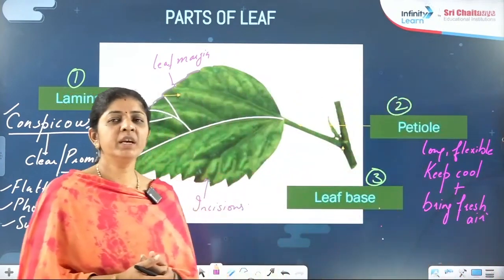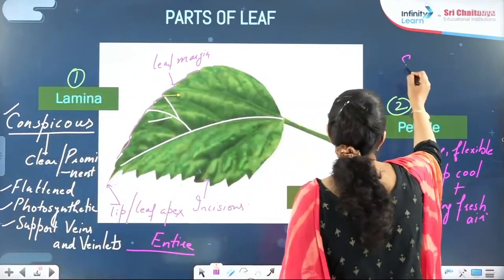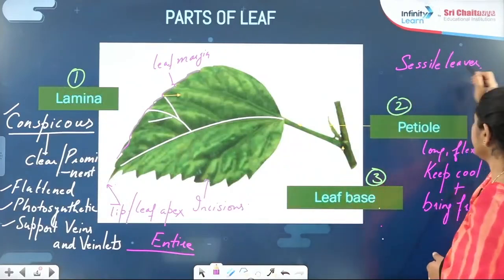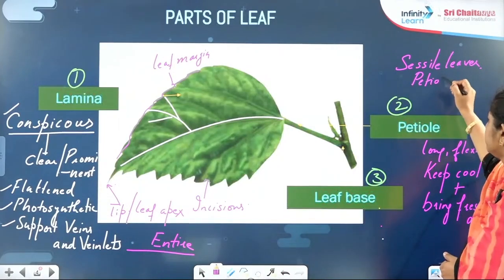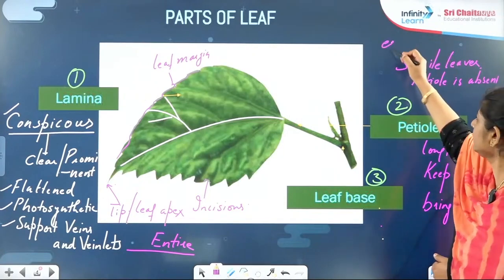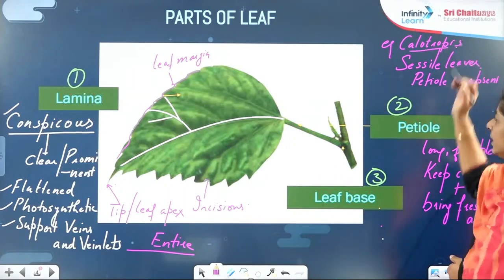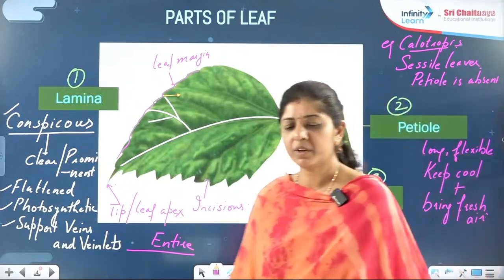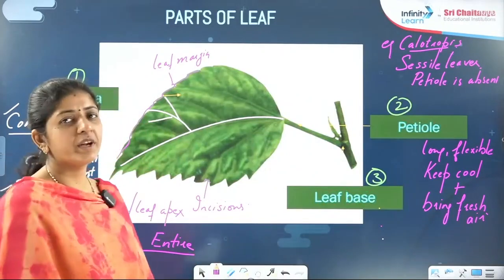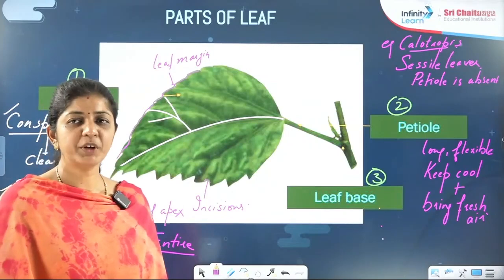Sometimes the petiole can be absent in the leaf. Such types of leaves you call sessile leaves, where the petiole is absent, right? For example, in the case of calotropis, you will find a sessile type of leaf. Petiolate leaves are much more common in our environment. For example, hibiscus is a petiolate leaf, meaning it has the petiole there.